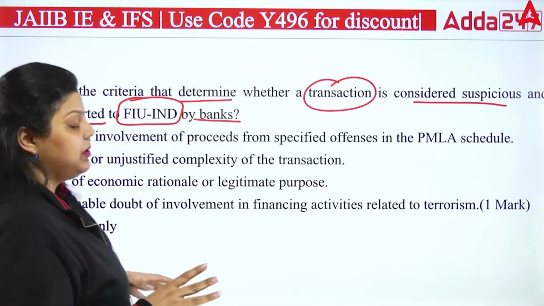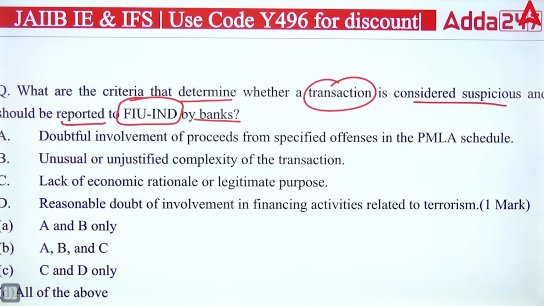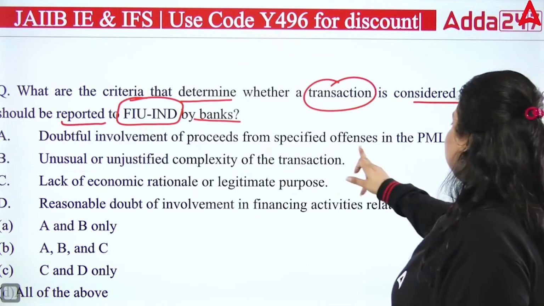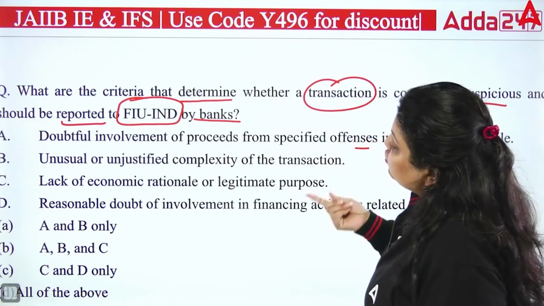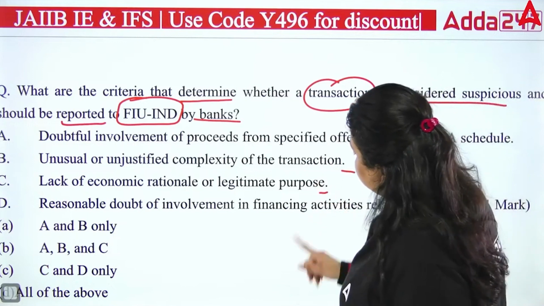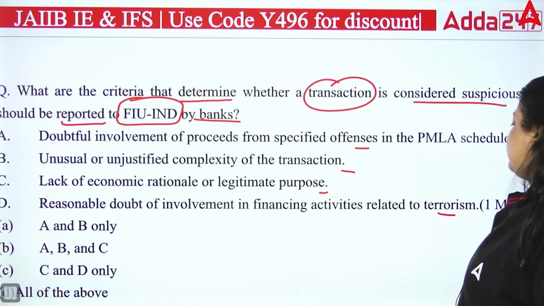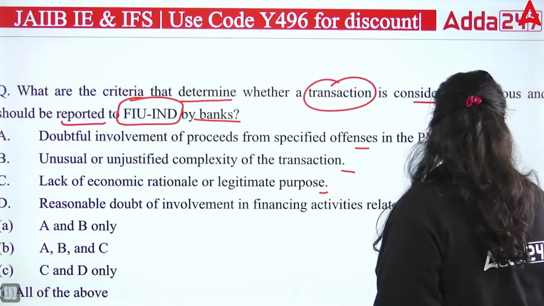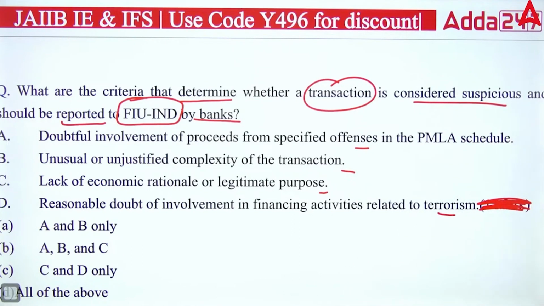These are the conditions that have been given to you, in which you have to answer which situation a transaction will be taken as a suspicious transaction. First is doubtful involvement of proceeds from a specified offense in the PMLA schedule. PMLA is the Prevention of Money Laundering Act. Next we have unusual or unjustified complexity of the transaction, lack of economic rationale or legitimate purpose. Fourth is reasonable doubt of involvement in financing activities related to terrorism. So out of these, which of the following is the right answer? A, B, C or D?